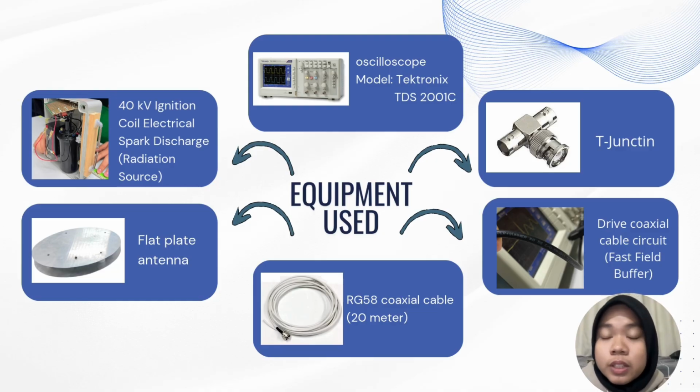Okay, so for the equipment in this lab, obviously we use an oscilloscope, the model is Tektronix TDS201C, a T-junction, drive coaxial cable circuit, fast feed buffer, and then we use an RG58 coaxial cable, 20 meters, and then a plate antenna, and then a 14 kilovolt ignition coil as the electrical spark discharge radiated source.